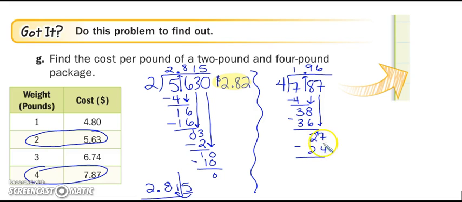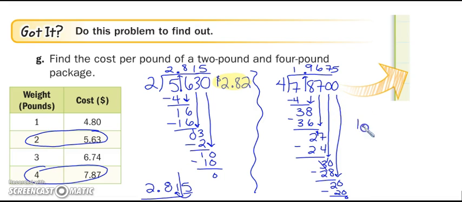I don't know why I keep borrowing. I'm sorry. 7 minus 4 is 3. We need to add a 0. 4 goes into 30 7 times. It's 28. That's a 2. Again, add another 0 because we can't have any remainders. And that goes in 5 times evenly.